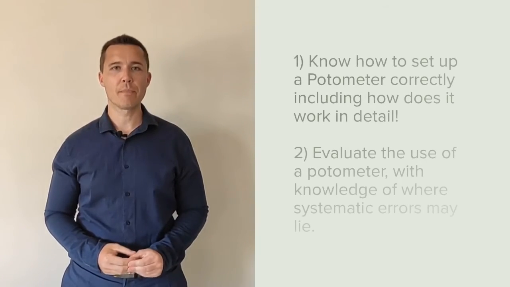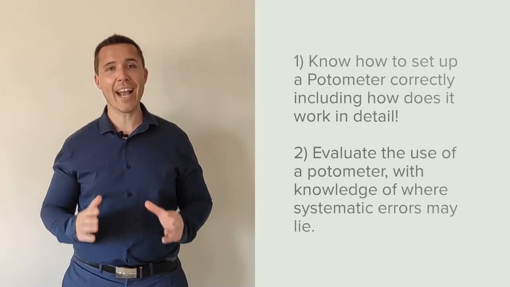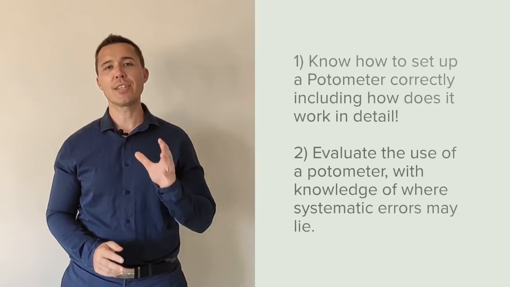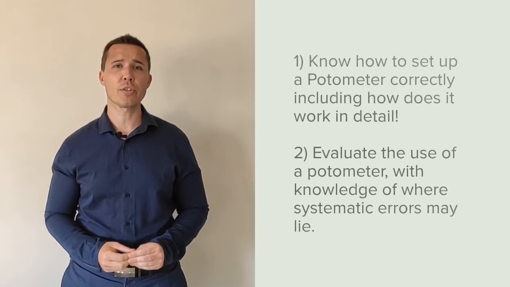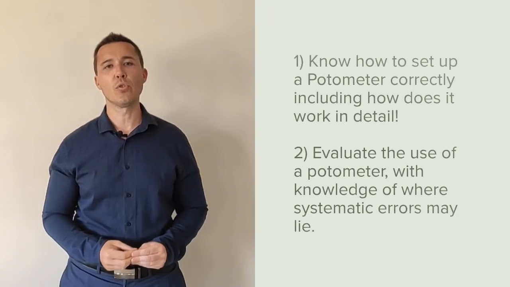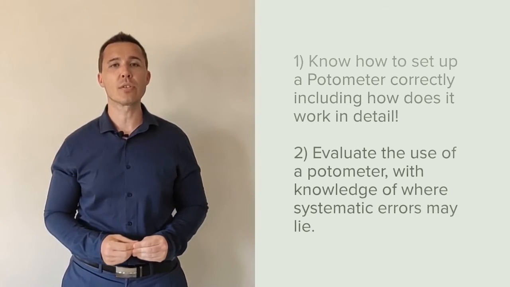So there are 4 things you need to be able to do in this experiment. The first is this experiment appears more often than any other experiment within Paper 3, Section A. So you need to have a detailed knowledge on how to set up a potometer and how it works. The second, you need to be able to evaluate the use of a potometer and have knowledge of where any systematic errors may occur.